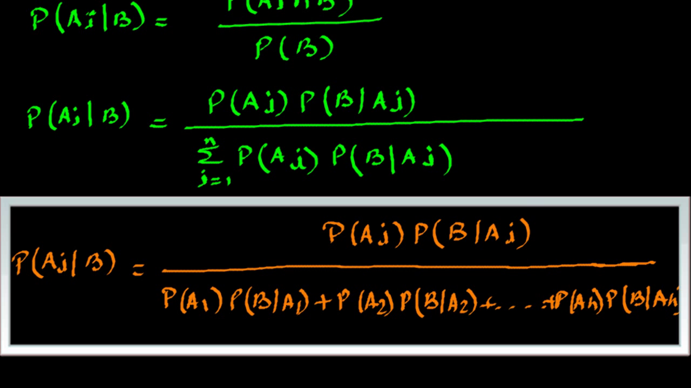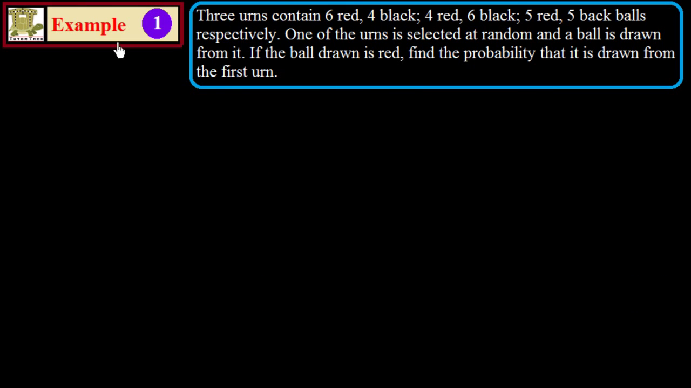So let us see one example. Three urns contain 6 red, 4 black; 4 red, 6 black; 5 red, 5 black balls respectively. One of the urns is selected at random and a ball is drawn from it. If the ball drawn is red, find the probability that it is drawn from the first urn. So we have 3 urns, and we know that the probability of selection of urns would be the same.